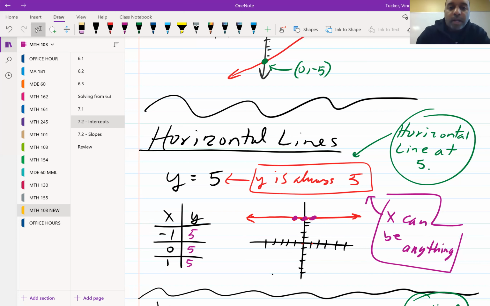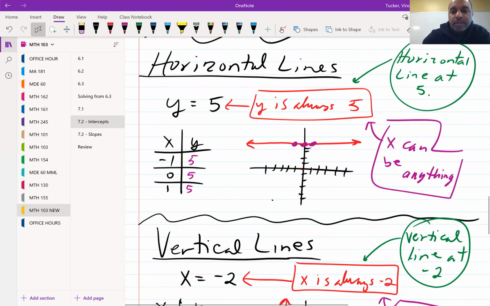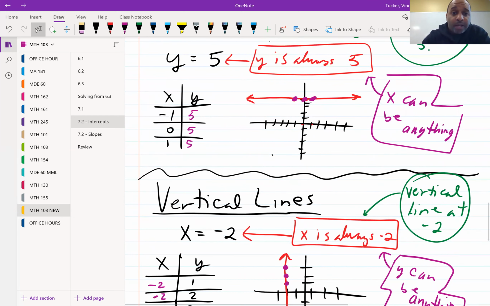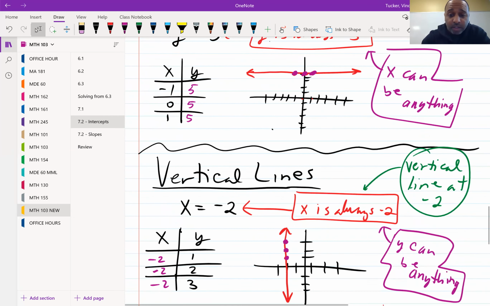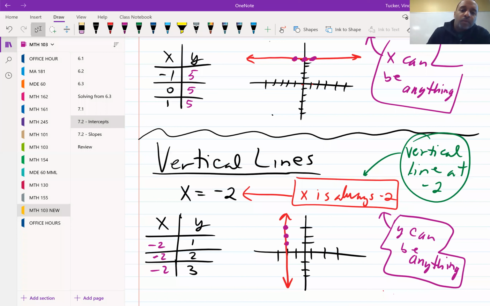All right. Last one, vertical lines. So before we had Y equals, this time we have X equals. X is the only variable that you see. This time we have X equal to -2. So X is always -2. That means Y can be anything. And if that's the case, you're going to create a vertical line at X equal to -2.